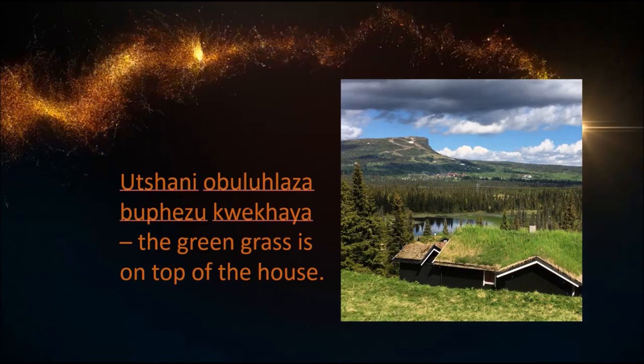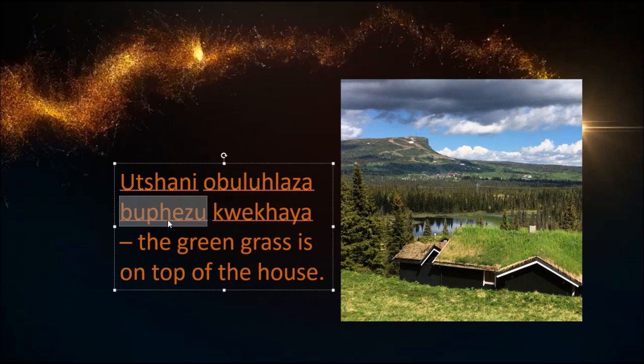So here, utshani obuluhlaza buphezu kwekhaya. Now the utshani is the ubu class. And that is why, instead of saying oluluhlaza or esi, etc., it is obu. And this just comes with practice. And then here on top, phezu is the root. It is the adjective, or the preposition, because it is ubu for utshani, therefore it takes the bu. So obu bu phezu kwekhaya, on top of the house.